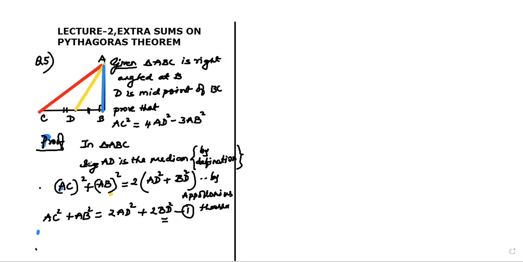You can see here, we want AC square. We want this AD square. I want this AB square. But I don't want this BD square. So this BD has to be got rid of. BD is also a side of a right angle triangle ABD. I can easily get rid of BD square. See, in triangle ABD, angle ABD equals 90 degrees, given to us.